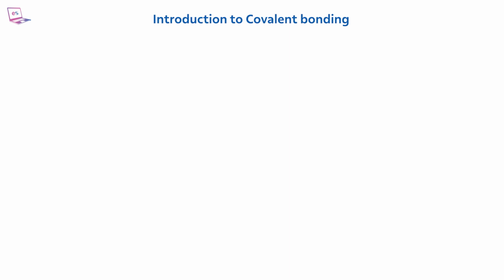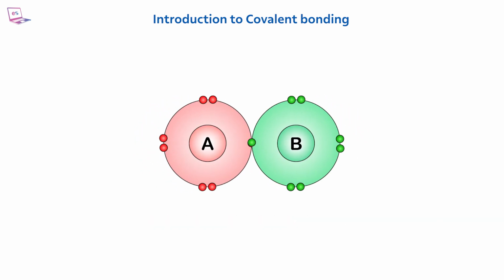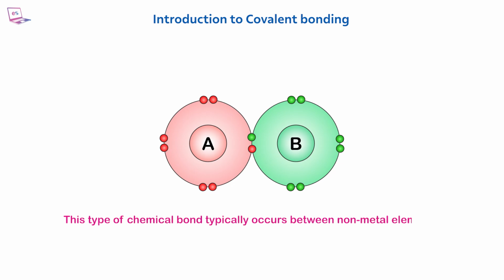Introduction to covalent bonding. Covalent bonding is a fundamental type of chemical bonding that occurs when two atoms share one or more pairs of electrons. This sharing allows each atom to achieve a stable electronic configuration, typically resembling that of noble gases. Atoms bond with each other by either sharing or transferring electrons. A covalent bond forms when two atoms share a pair of electrons. The number of electrons shared depends on how many are needed for an atom to fill its outer shell. This type of chemical bond typically occurs between nonmetal elements, or in compounds composed of nonmetals.